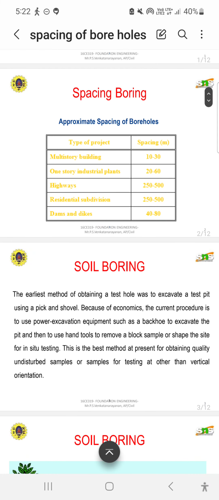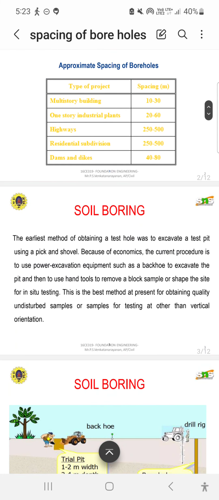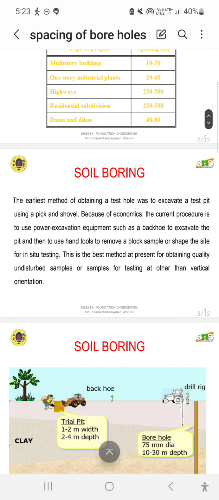After the spacing of boring, we have to talk about soil boring. What is meant by soil boring? In the earliest method of soil boring, a test hole was conducted to excavate the test pit by using a pick or shovel. So in the earlier method, we used excavation by pick or shovel. These were the economic conditions we followed in our earliest method.